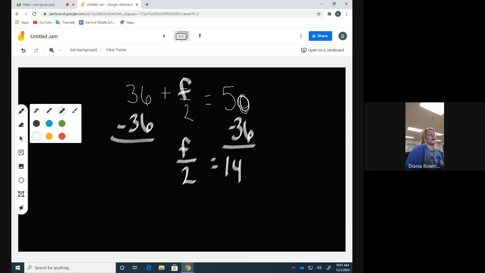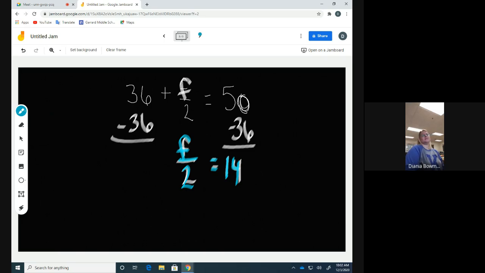So I have f divided by 2 equals 14. I'm going to put that in a new color so that we can see that that's basically a new problem now. So we've done step 1. Now we still got to do f divided by 2. So f divided by 2, what's the opposite of divided by 2? Multiply both sides by 2. So I'm going to multiply both sides by 2.